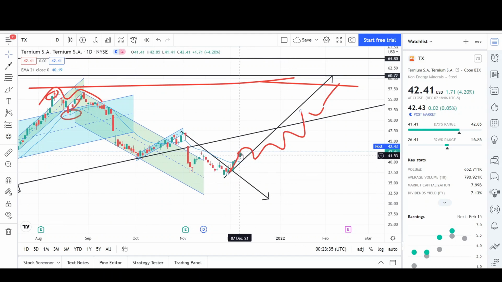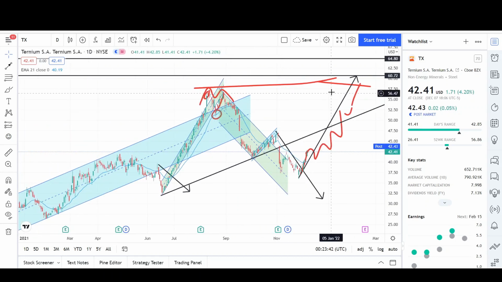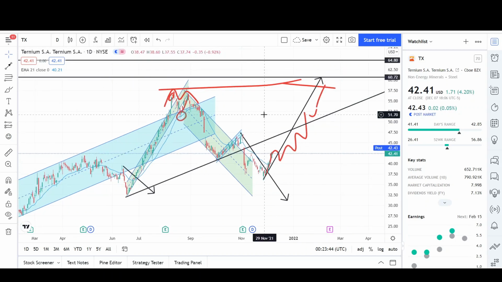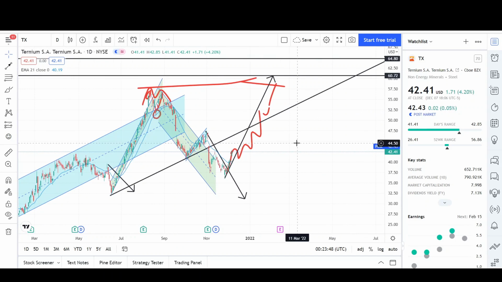But if we do find some type of support from the EMA or start a reversing trend, then I expect prices to go all the way up to the highs and surpass it to these measured moves. So that's what I see for the stock. Let's go ahead and wrap it up on the weekly chart and see what else we can find.